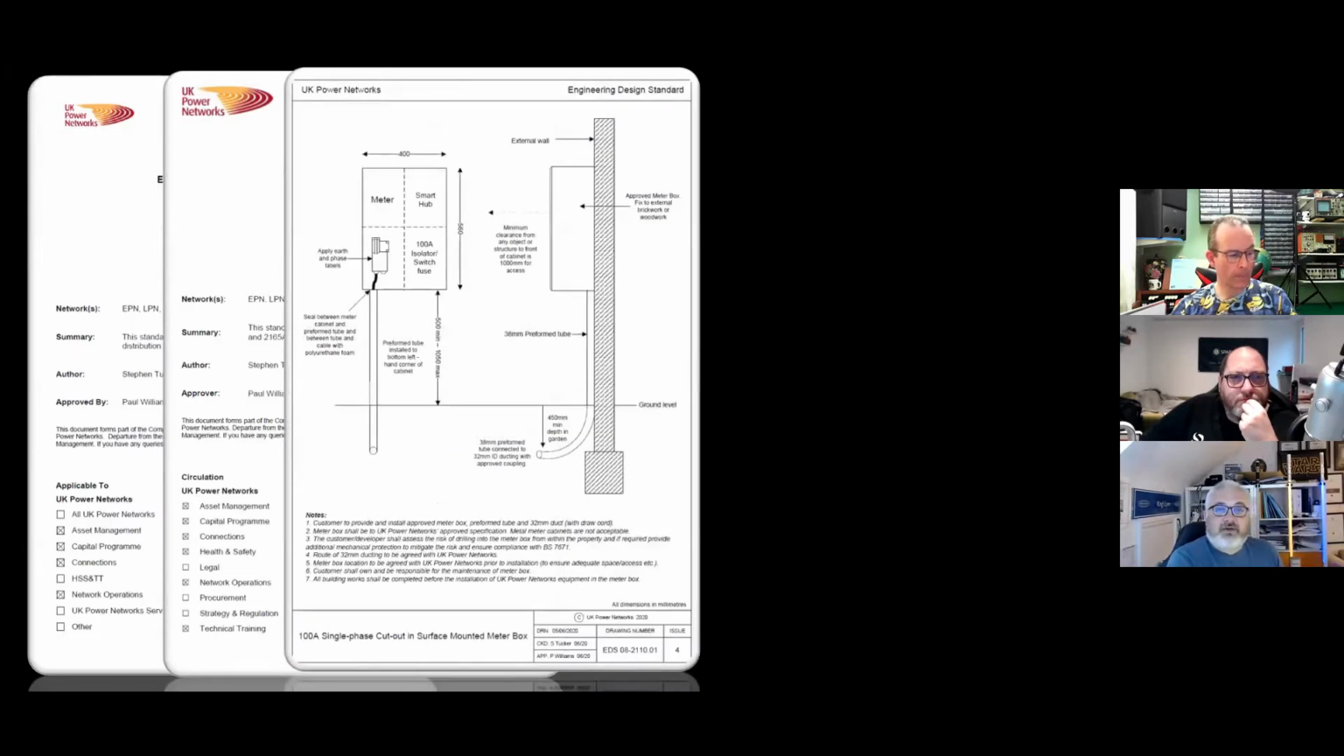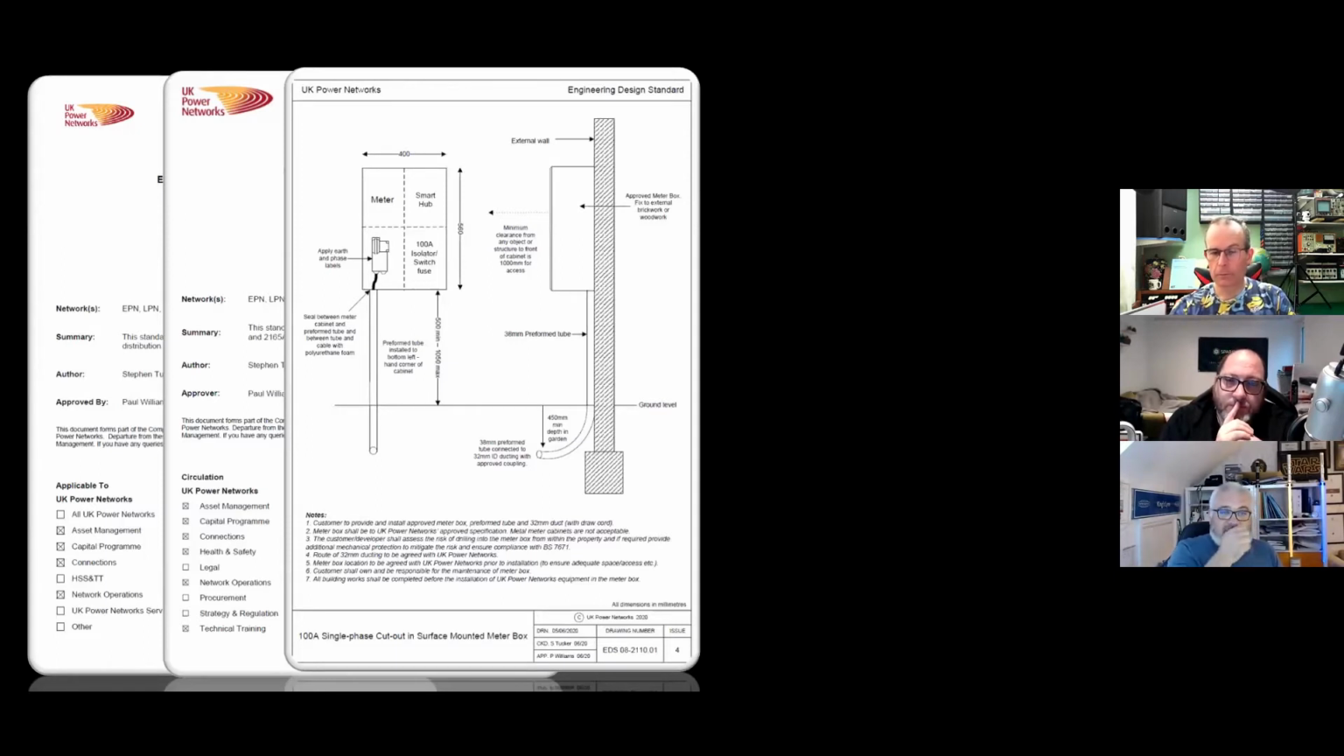You can get design documents. So here is, if you can, the guidance for why we put meter boxes, 100 amp single phase cutout and surface mounted meter boxes. It shows the guidance for the bends, the size of the pipe, the layout. Please note in this little section here, the boards are now divided: meter, smart hub, isolator, switch, fuse. This is a good reference point if you're thinking I've got an EICR, have a reference to make an observation against. If you see a consumer unit installed, you are in breach of EDS 08-2110, the engineering design standard for the DNOs.